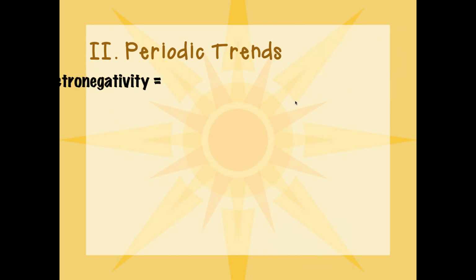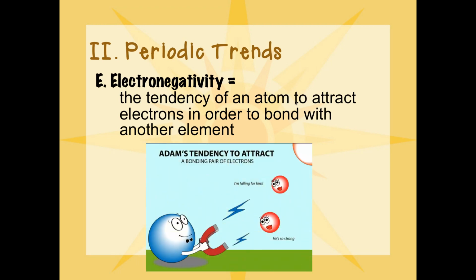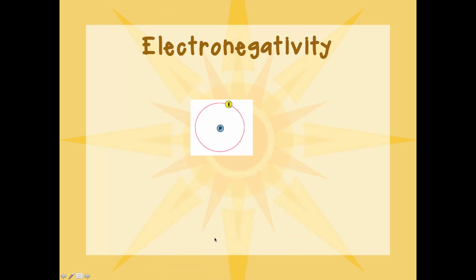That's ionization energy. The last trend I want to talk about is electronegativity. This is the tendency of an atom to attract an electron to itself in order to bond with another element. So here's a visual, right? Here's an atom. And how likely is it to pull these electrons towards it? So it's the opposite of ionization energy. Ionization energy is how much energy do I need if I'm over here to take these electrons away? Electronegativity is here's an element trying to pull electrons to itself. That's electronegativity.